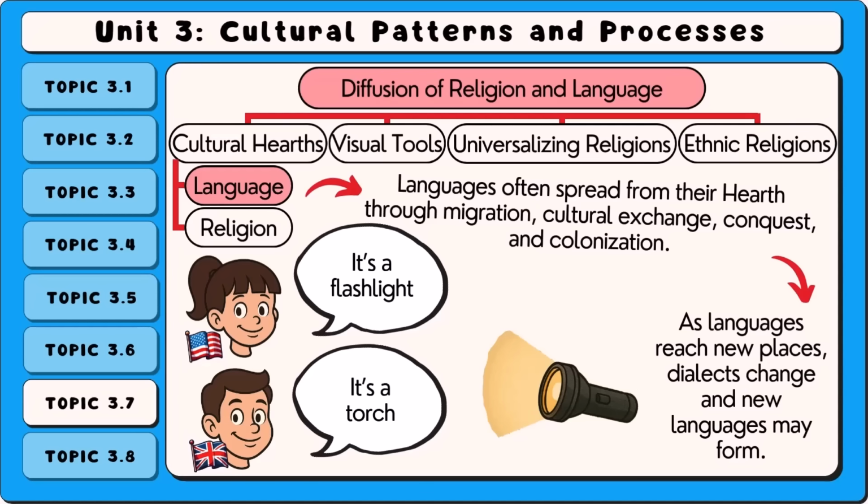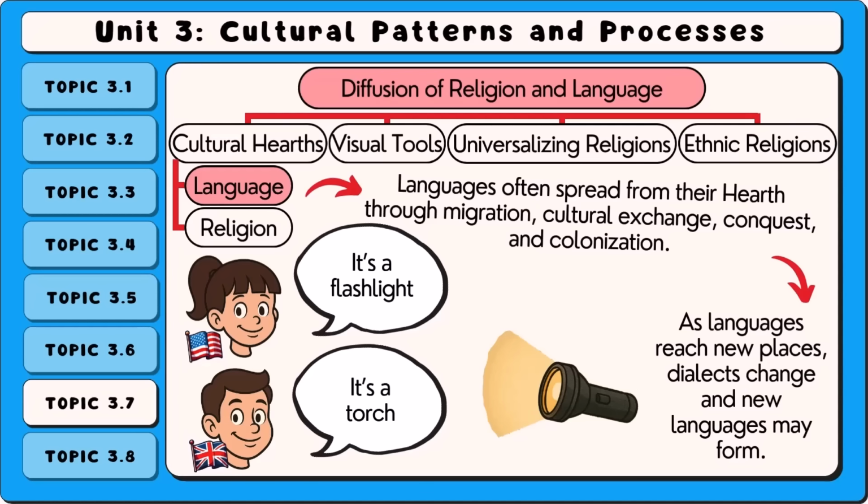For example, the Indo-European language family began in parts of Eurasia and has since spread across much of Europe, the Americas, and parts of South Asia. English, Spanish, Russian, Hindi, and French are all part of this family but developed in different regions from common roots.